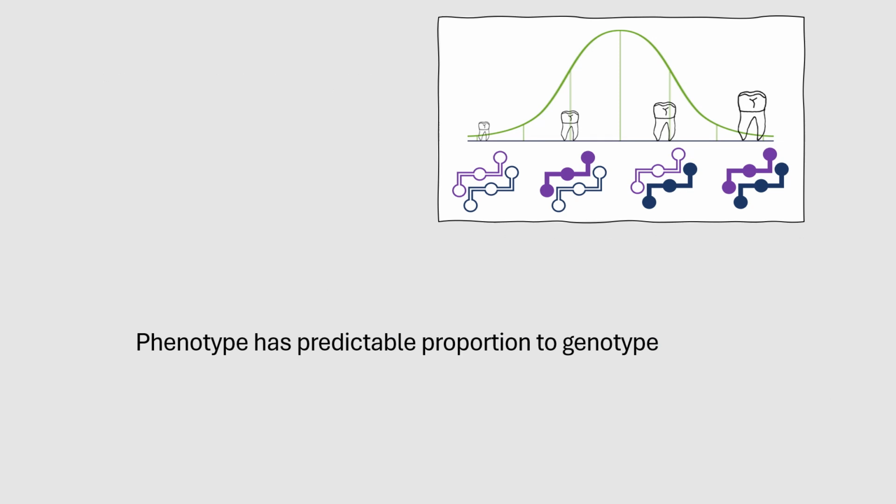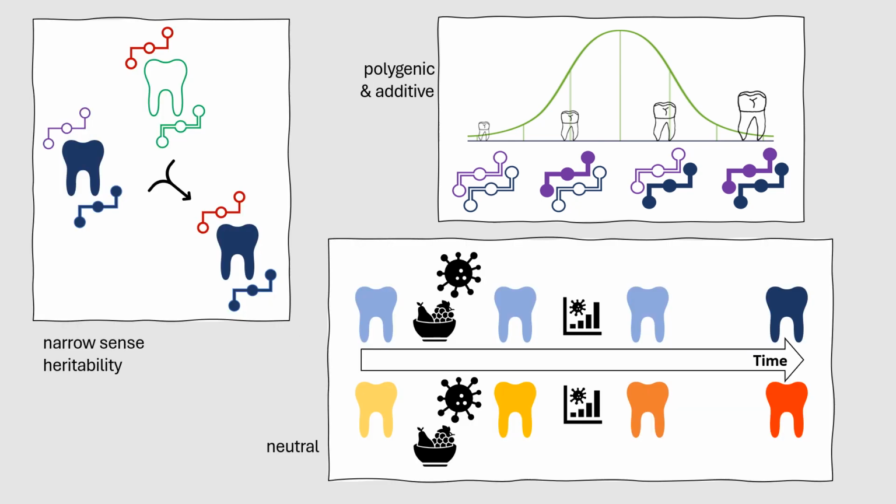And three, we use traits subject to particular population level dynamics that indicate that the variation in the phenotype is proportional to the genes. In basic language, the more genes, the bigger the expression. Together, we refer to these as phenotypes associated with narrow sense heritability, they are neutral, and they are polygenic and additive.